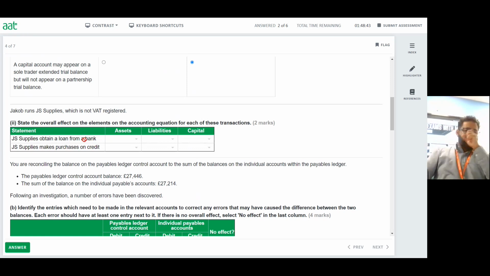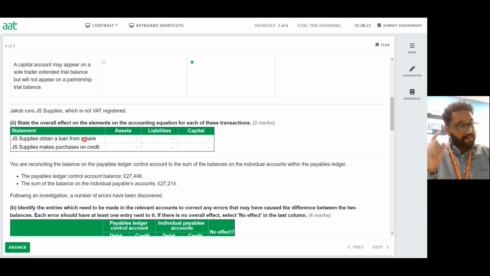What is that going to do to my assets? What is that going to do to my liabilities? And what is that going to do to my capital? So the question I'm going to ask first: what happens when we take a loan? Where are the entries going to be? The first entry I'm going to think about here: when we take a loan, we create a liability of a loan. Bank loan will be a credit account.